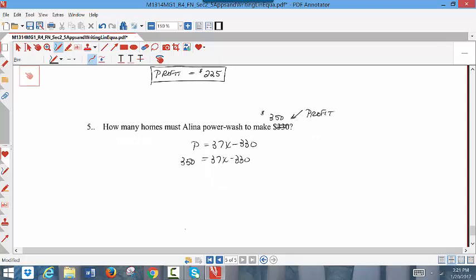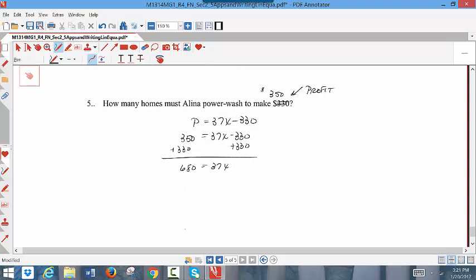So I'm going to add 330 to each side of this equation. So that becomes 680 equaling 37x. And then continuing to solve, you would divide by 37. So you would definitely pick up your calculator here.